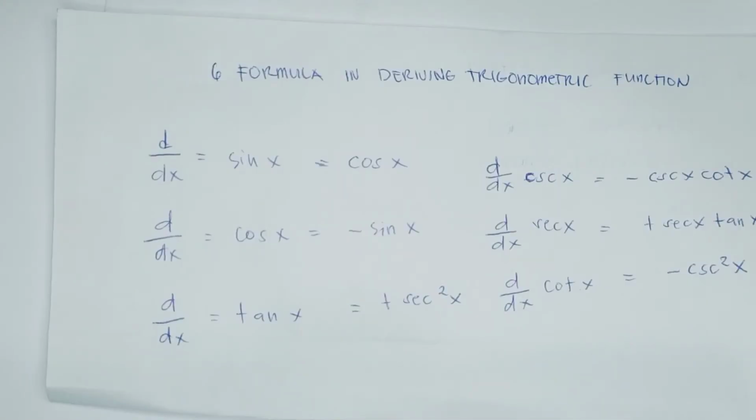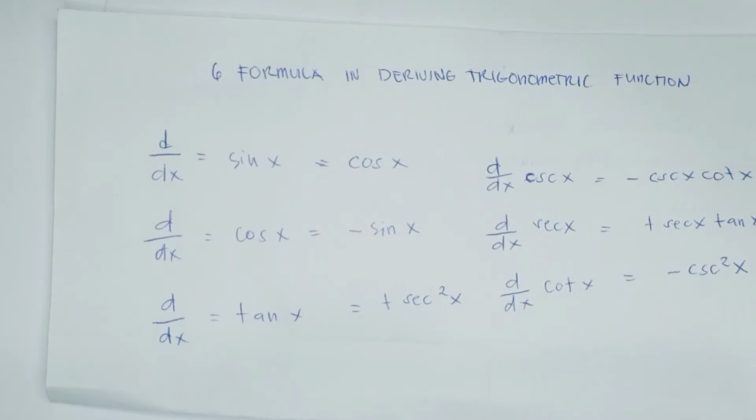But before anything else, in order for us to differentiate a trigonometric function or equation, we must first know the 6 formulas for doing that. First, the derivative of sine x is equal to cosine x.